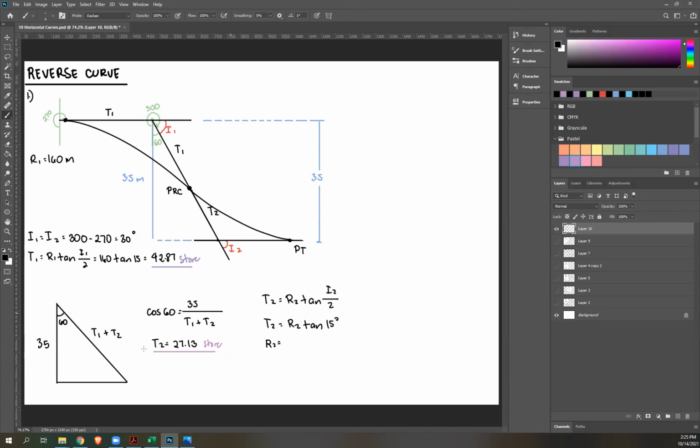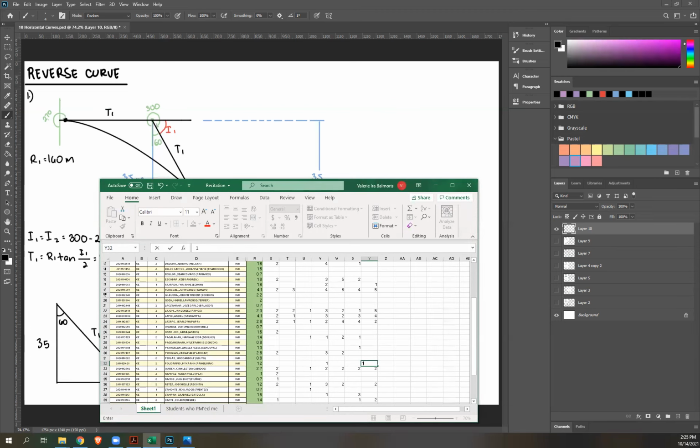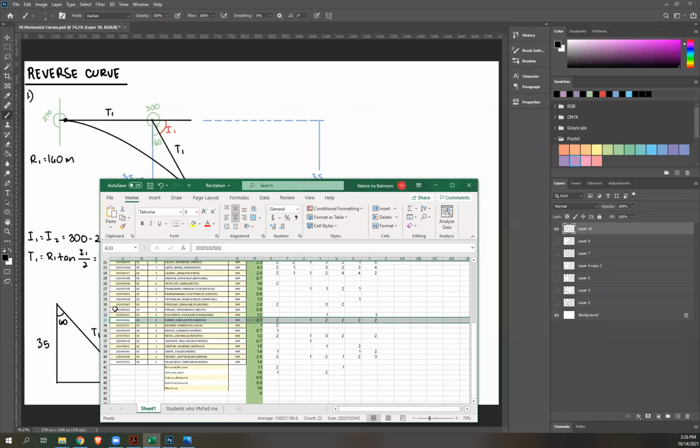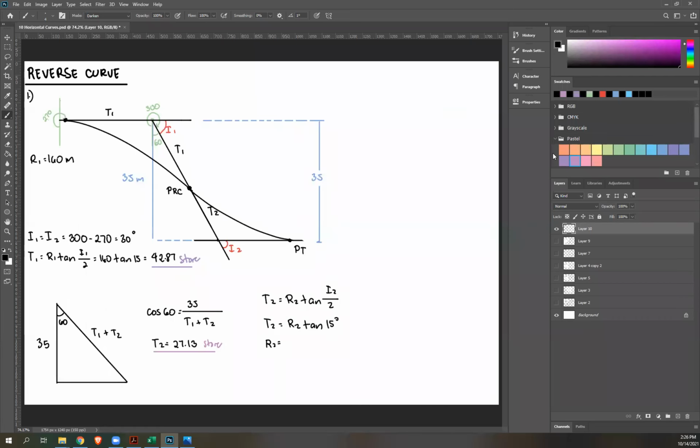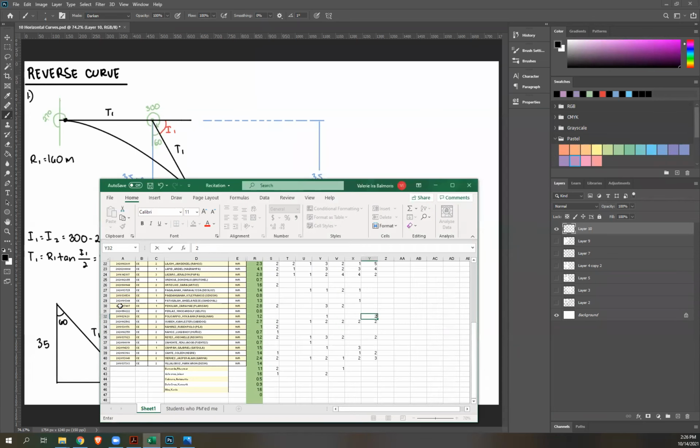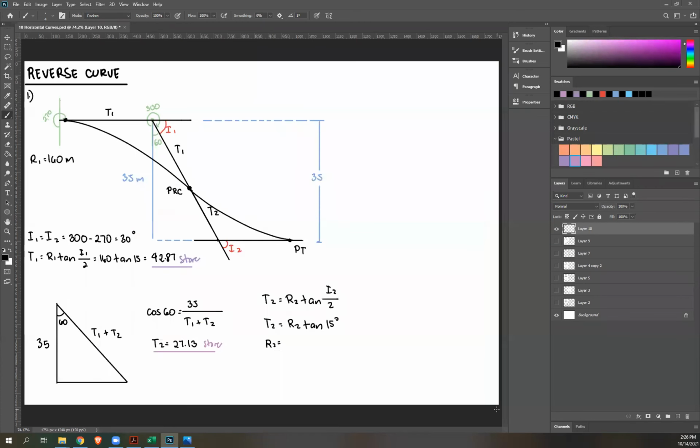Correct. Correct, Micah. Who else? Correct, Angela. Okay, the answer is 101.24 meters. That's it for number 1, reverse curves. Do you have any questions? Please answer in the chat.